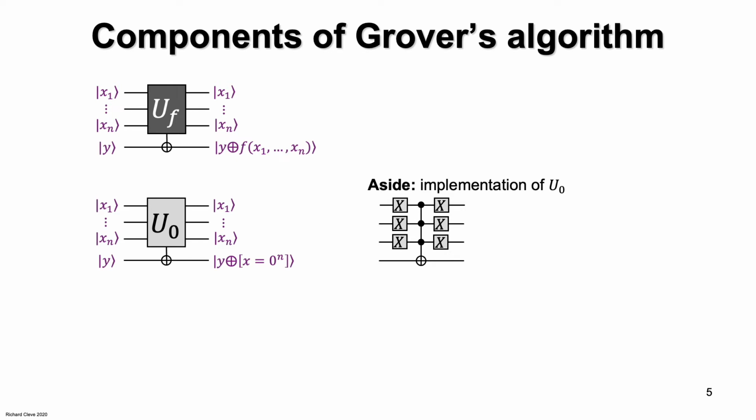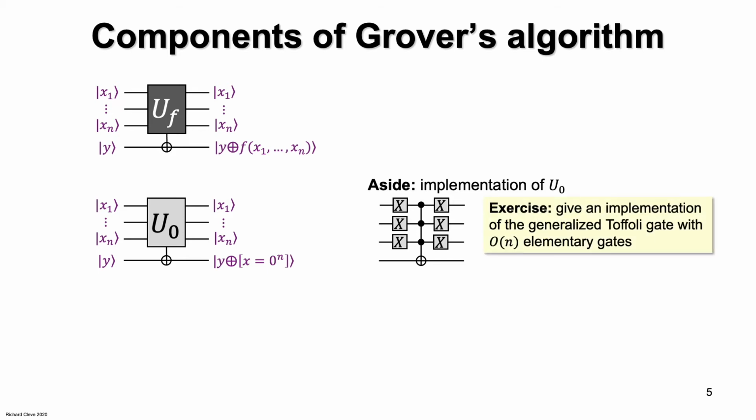But how can we implement the n-ary Toffoli gate in terms of simpler gates? I'll leave this as an exercise which you should feel perfectly free to take a pass on. But if you're interested in pursuing this, then this can be done with order n 1 and 2 qubit gates. A hint is to use ordinary Toffoli gates, and you can also use an ancilla qubit as part of the computation.